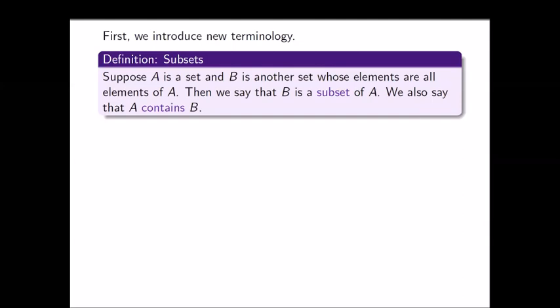We're going to start with the definition of subsets. So suppose A is a set and B is another set whose elements are all elements of A. Then we say that B is a subset of A. We can also say that A contains B, or A is a superset of B. In other words, if B is a subset of A, every element of B has to be an element of A, or if an element belongs to B, it has to belong to A as well.